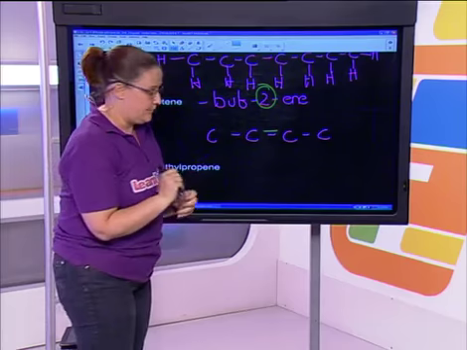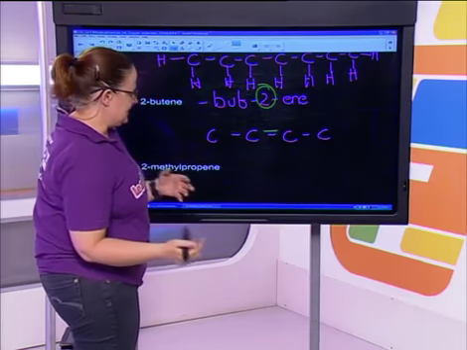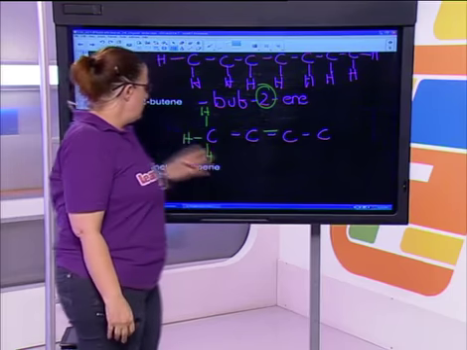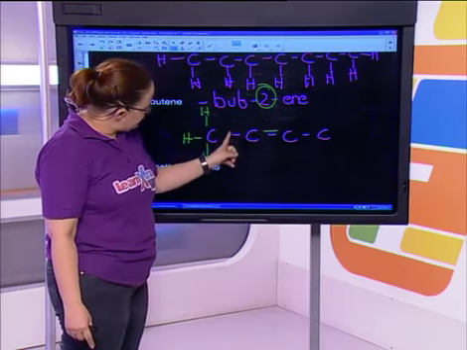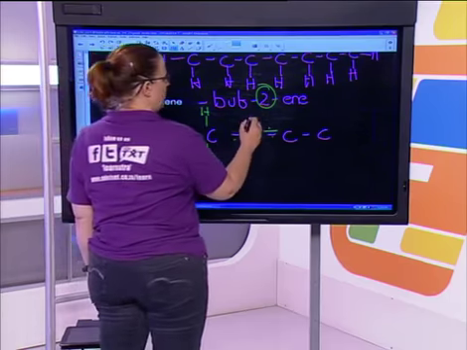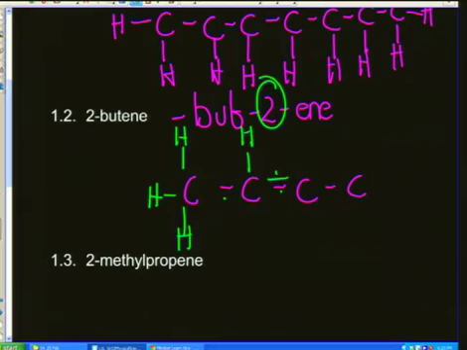Now we need to fill up with hydrogens. First one's easy because this will become 1, 2, 3. Now we get all excited because we know we need to fill up with hydrogens, but we forget, as special as carbon is, it can only make 4 bonds. So we look at this and we say, well, that carbon already has 1, 2, 3 bonds. That means I can only add 1 more hydrogen.